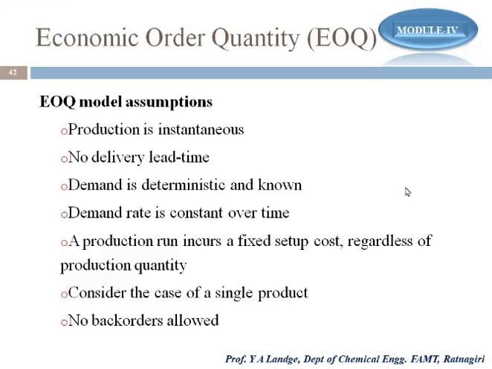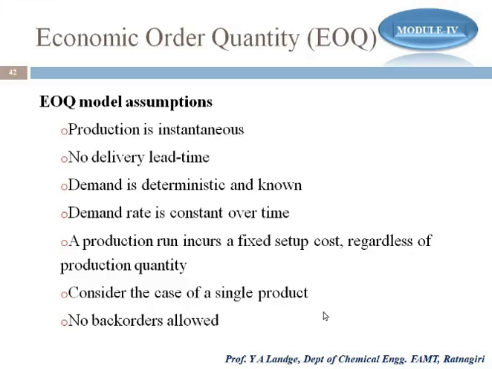Here you should know accurately what the demand of your product is. Demand rate is constant over time. As I said, the company is manufacturing 700 units and selling them per week, so that is a constant that we consider. A production run incurs the fixed setup cost regardless of the production quantity. Whatever quantity you manufacture, it has a fixed cost.